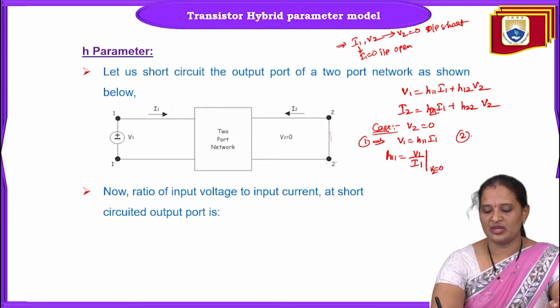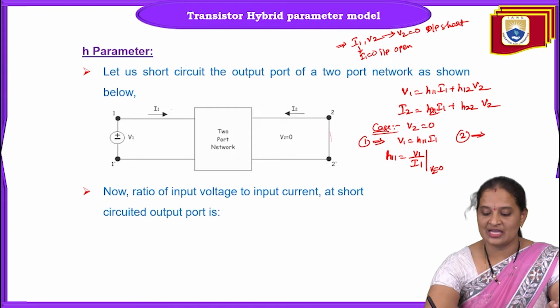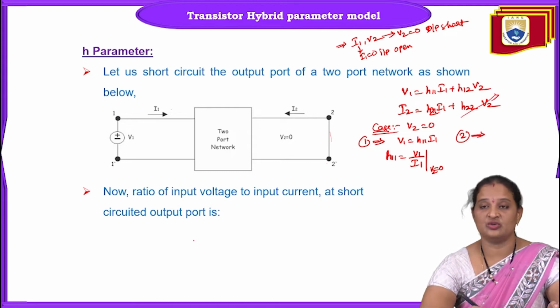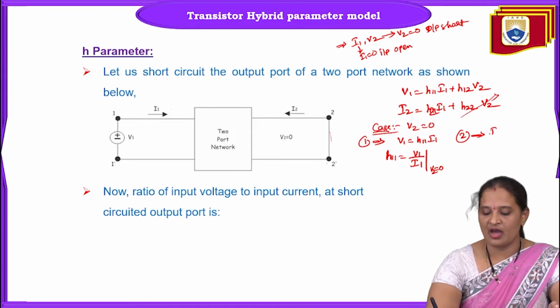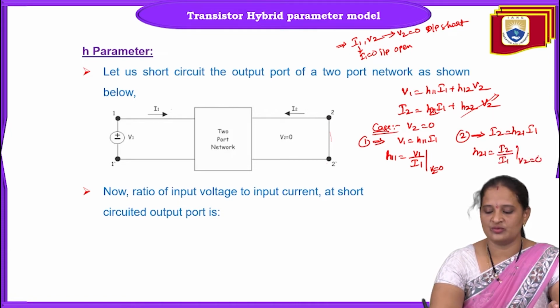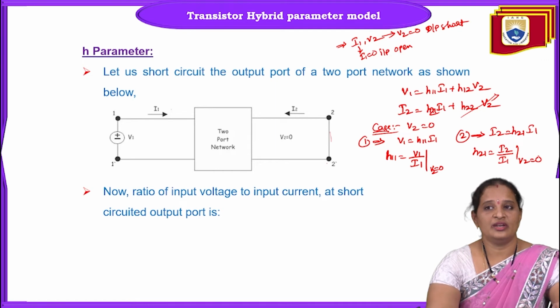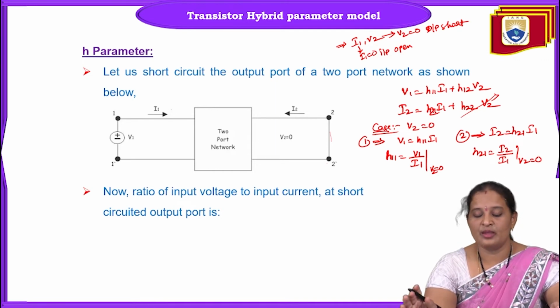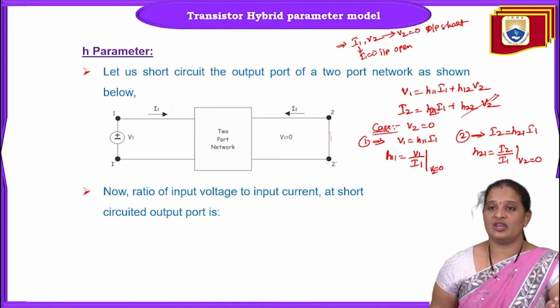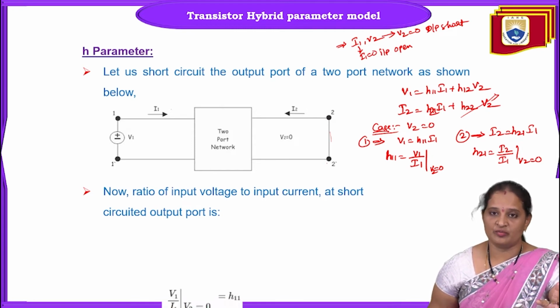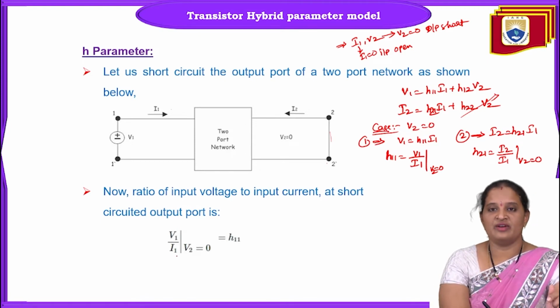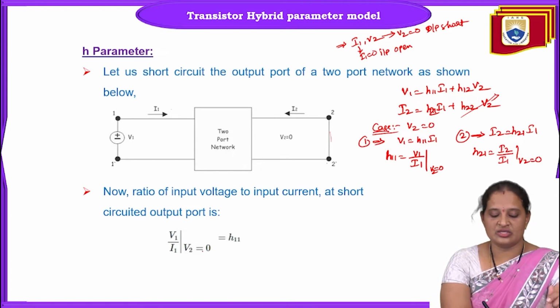Similarly, from equation 2, as V2 is equal to 0, the second term becomes 0. So I2 becomes H21 into I1. So H21 can be given by I2 divided by I1 when V2 is equal to 0. These are the two parameters that we can calculate from the above two equations by short circuiting the output port. The first parameter is V1 divided by I1 when V2 is equal to 0.